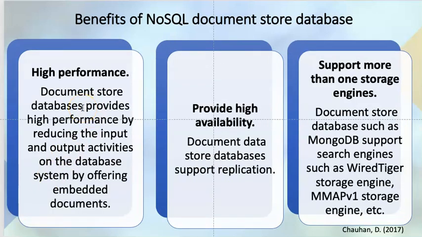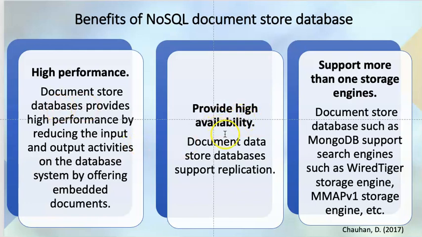They also provide high performance. A document store database provides high performance by reducing the number of input or output activities occurring within the database system, and this is done through the embedded document concept. Indexing can also be used on a NoSQL document store database, and this is going to support faster queries and even speed up the data request.